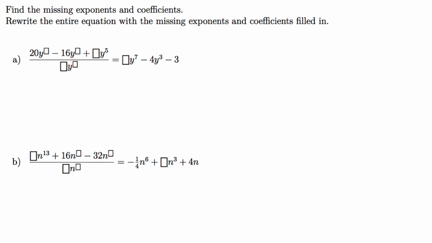statement. So in the first example, we have 20y raised to some power minus 16y raised to some power plus something times y to the fifth, all divided by some monomial, something y to the something, and in the end we know that equals something y to the seventh minus 4y to the third minus 3.